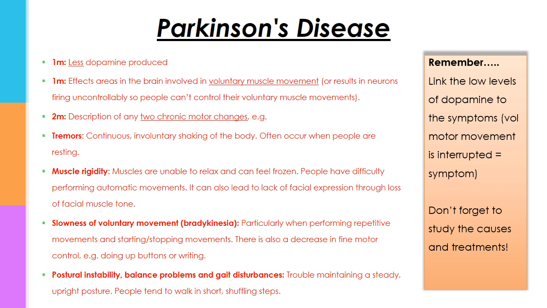So this is how we might answer the question. So you've got 1 mark for saying that less dopamine is produced. Now we know that dopamine is produced in the substantia nigra in the midbrain, okay? And so this affects areas in the brain, more specifically the substantia nigra, involved in voluntary muscle movement. And so this results in neurons firing uncontrollably so people can't control their voluntary motor movements.